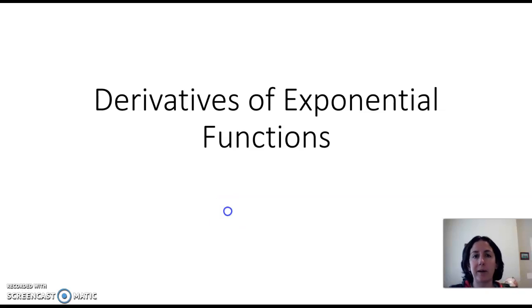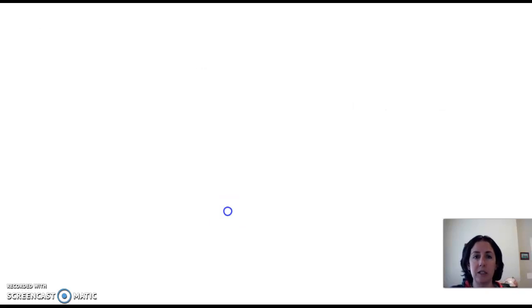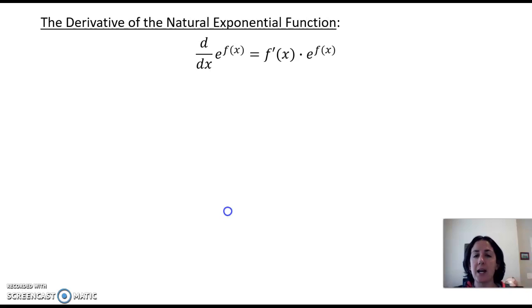Today we're going to talk about derivatives of exponential functions. So the derivative of the natural exponential function, if you're taking the derivative of e being raised to a function of x, the e to the function of x will repeat, and then in front of it you will stick the derivative of that power. So this is an application of the chain rule.